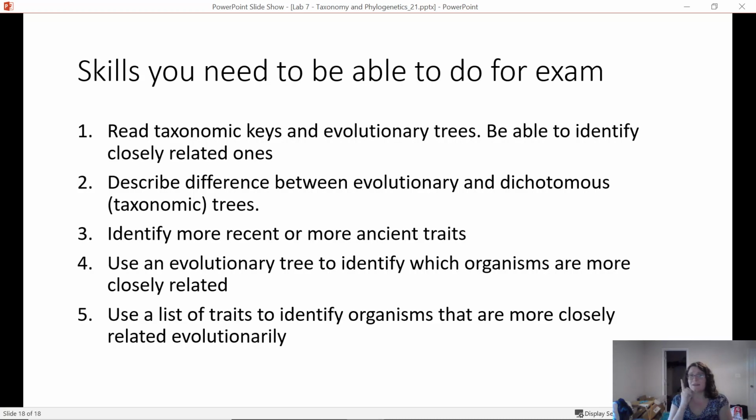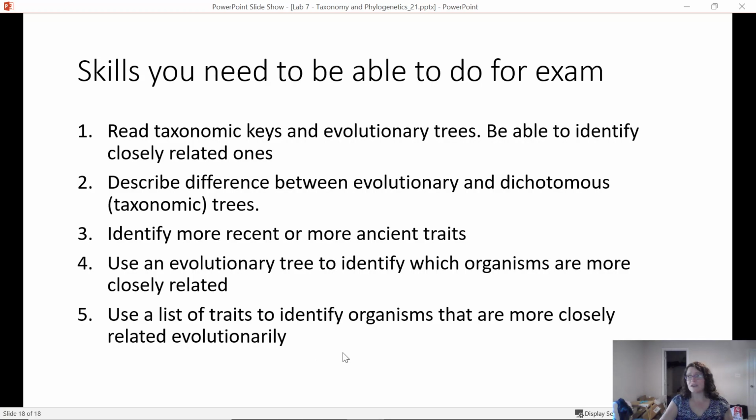Number 1, read taxonomic trees and keys and evolutionary trees. Be able to identify closely related individuals and be able to identify something from a taxonomic key. Describe differences between the evolutionary and dichotomous trees. I just described them before, but the basic idea is that it's morphology versus relatedness. Identify more recent or more ancient traits. Which ones evolved first? That's what the phylogenetic tree is going to tell you. Use an evolutionary tree to identify which organisms are more closely related, which we just did, and use the list of traits to identify organisms that are more closely related evolutionarily.